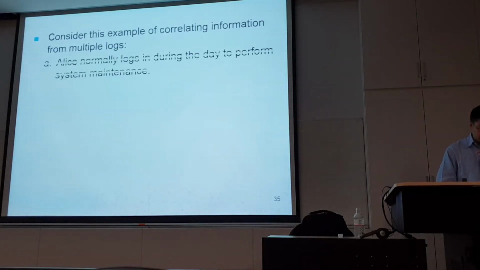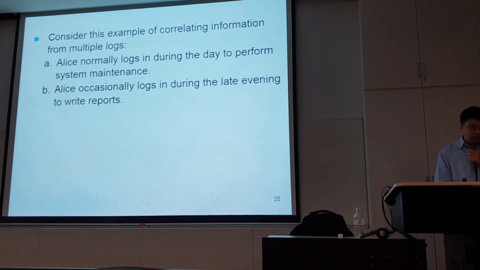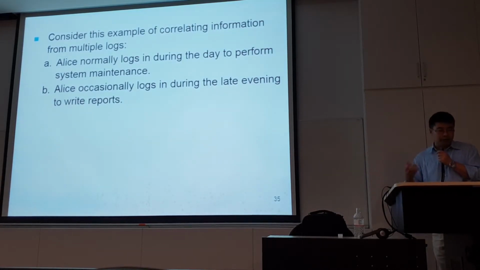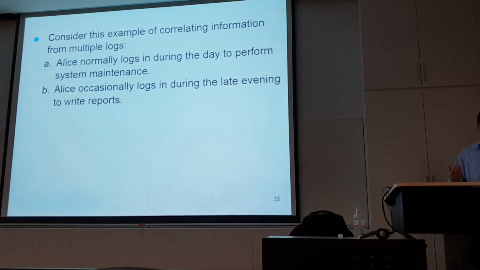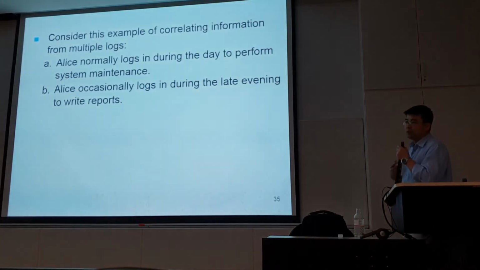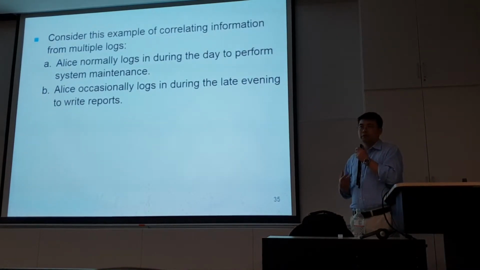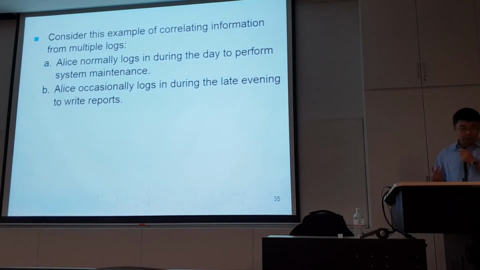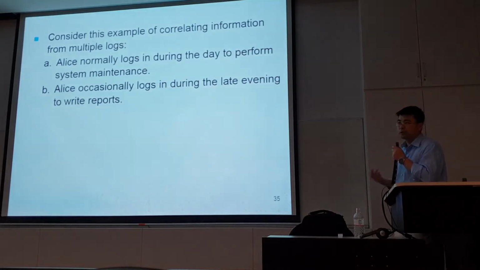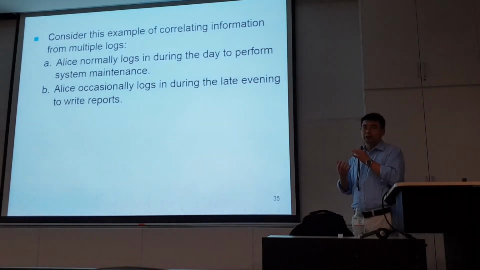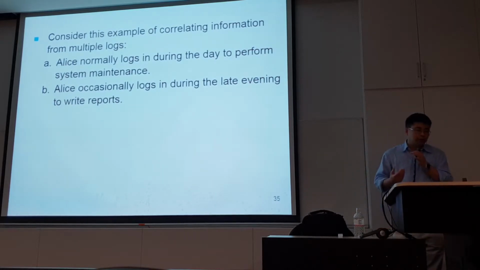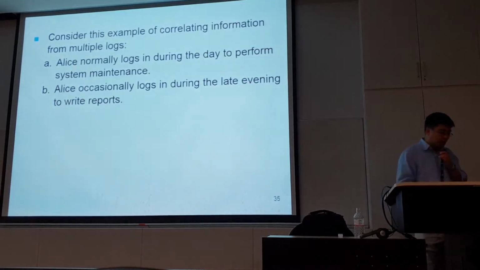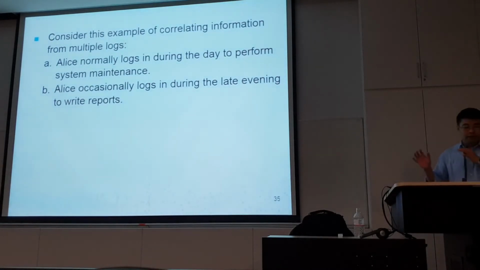Okay, so we can have a look at an example. Say Alice will normally log into the system during the day and perform some system maintenance. In this case, events will be logged in the system log of the Windows system. Alice officially logs in during the late evening and writes some reports. In this case, the events can be logged by the application log. In Windows you can specify what kind of events should be logged, like for a particular file or for a particular folder. Right, so actually you can do that.